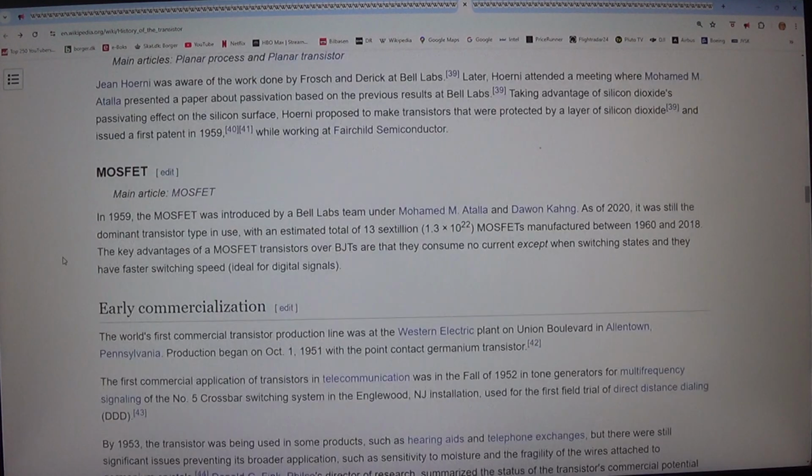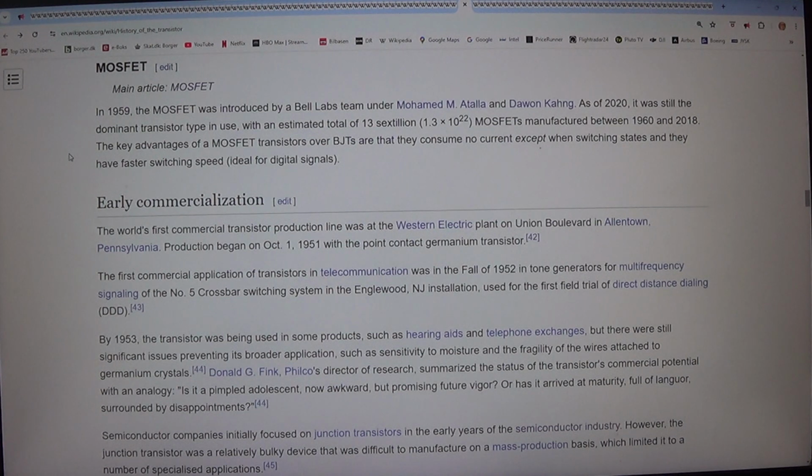MOSFET. Main article: MOSFET. In 1959, the MOSFET was introduced by a Bell Labs team under Mohamed M. Atalla and Dawon Kahng. As of 2020, it was still the dominant transistor type in use, with an estimated total of 13 sextillion (1.3 × 10^22) MOSFETs manufactured between 1960 and 2018. The key advantages of MOSFET transistors over BJTs are that they consume no current except when switching states and they have faster switching speed, ideal for digital signals.